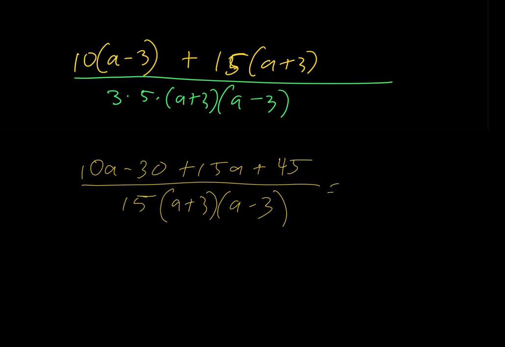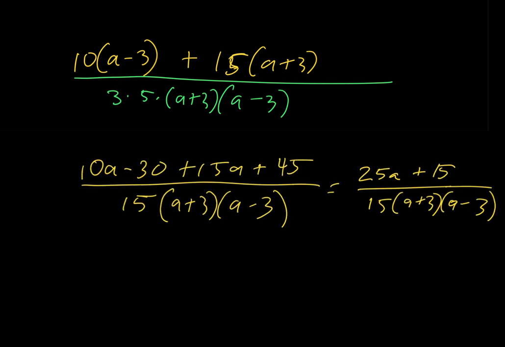In the numerator, I have 10a and 15a, which is 25a. I have negative 30 and 45 added, so that's plus 15, divided by 15, a plus 3, a minus 3. And as always, you should be checking to make sure I'm doing my math the right way. I'm adding where I'm supposed to be adding. When I've subtracted, the right amount, 45 minus 30. Or up here, I didn't lose track of negatives, which I don't believe I did.